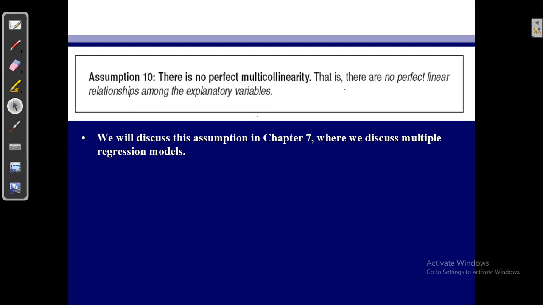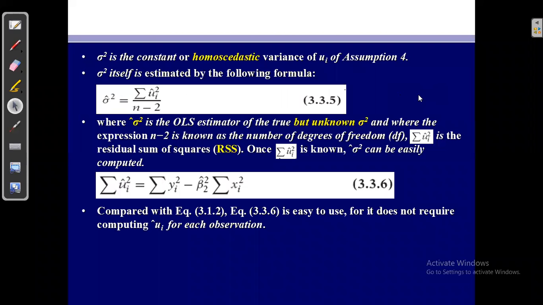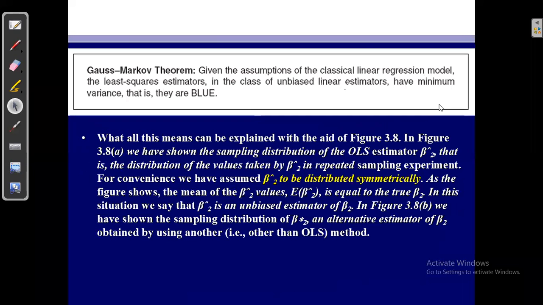But assumptions number 1 to 9 are valid irrespective of the number of explanatory variables in your model. Whether there is one x variable or more than one, this would actually be the case. So these are 10 assumptions which we consider in case of the classical linear regression model. Okay.